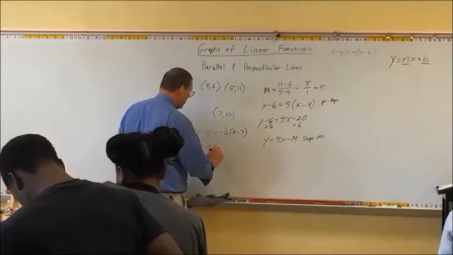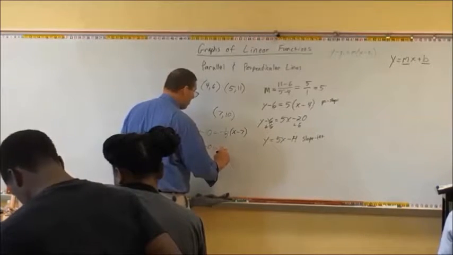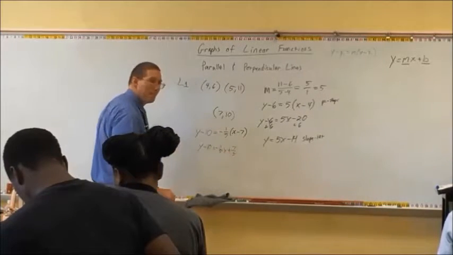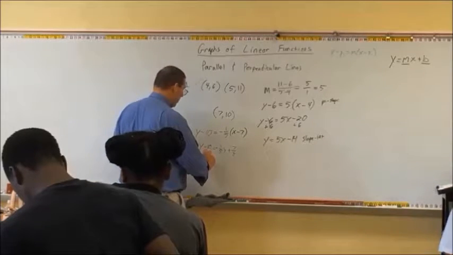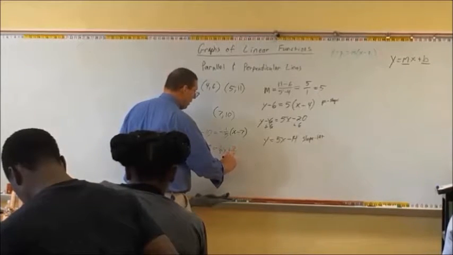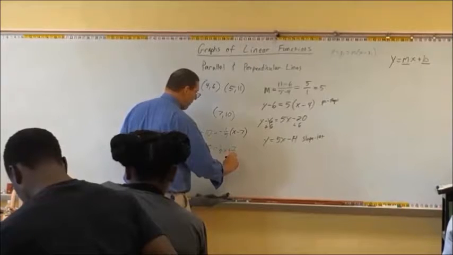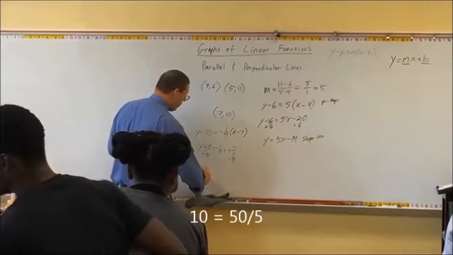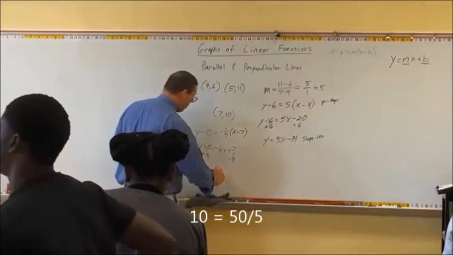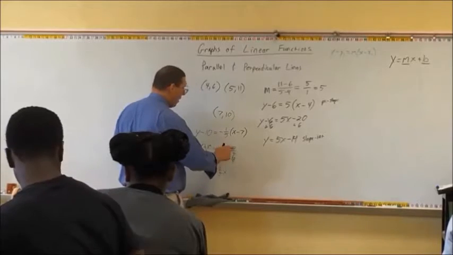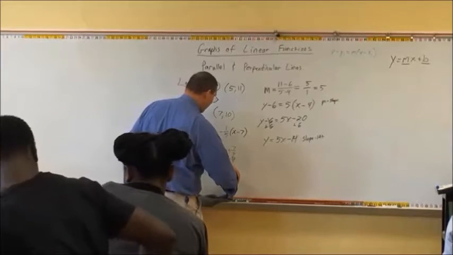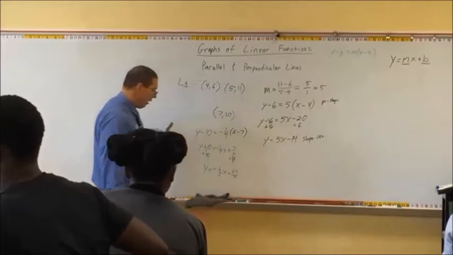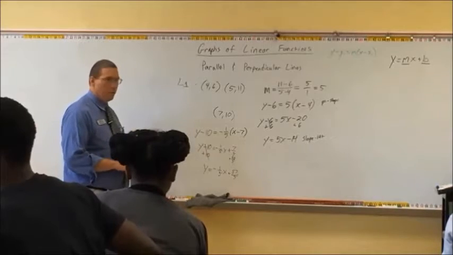y minus 10 equals negative 1/5 times x minus 7, which is negative 1/5 x plus 7 over 5. And now let's add 10 to both sides. If I'm adding 10, I'm actually going to add 50 over 5. Cancel the 10 on this side, and I get y equals negative 1/5 x, and then 7 over 5 plus 50 over 5 is plus 57 over 5. But I didn't say you had to put it in slope-intercept form.